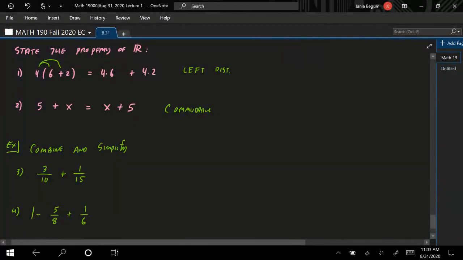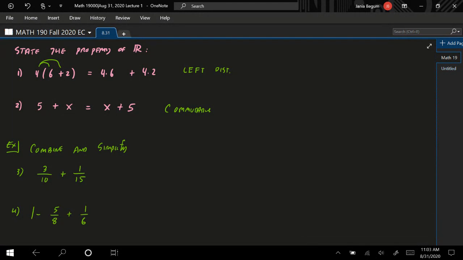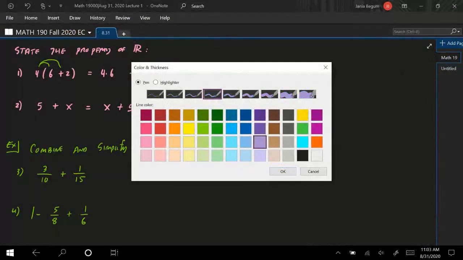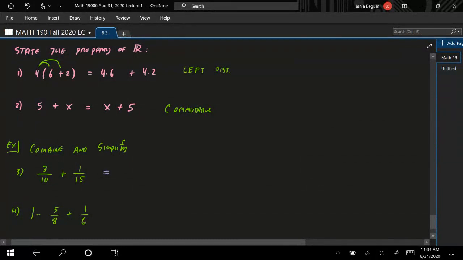Let's have Kyra tell us the answer for number 3. Hi. For number 3, I got 11 over 30. Okay. So Kyra, tell us, how did you get to this answer? So I multiplied 3 over 10 by 3 over 3, both of them. Yeah, 3 over 3. And then I multiplied 1 over 15 by 2 over 2.